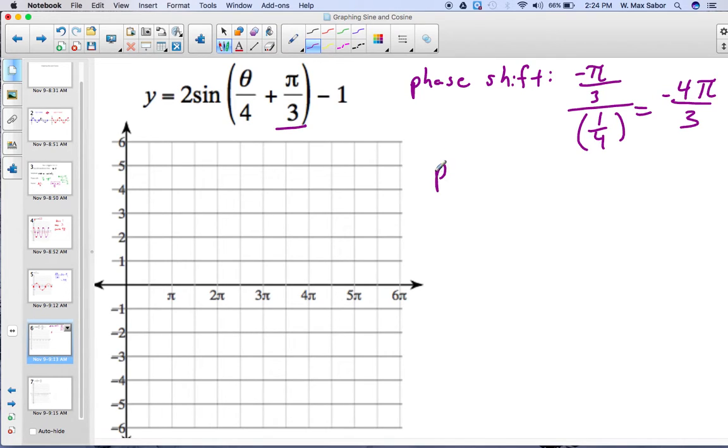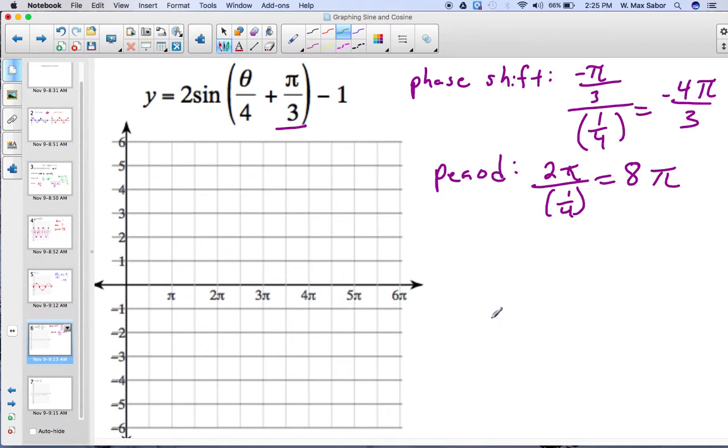Also, our period is 2 pi over that 1/4. So 8 pi is the period. We actually don't even have a full 8 pi, so we're not going to get a full period of sine. This is going to be a very wide graph. Not many cycles, less than a full cycle on this graph.